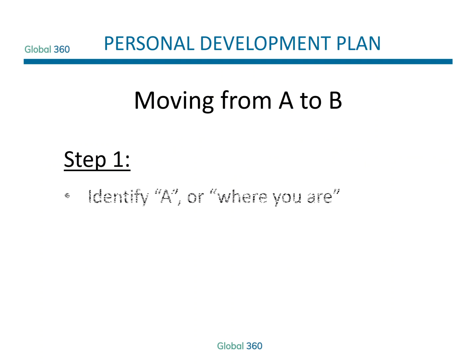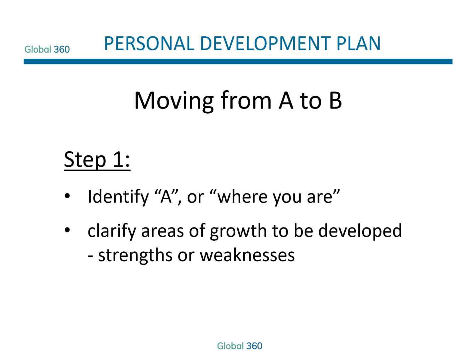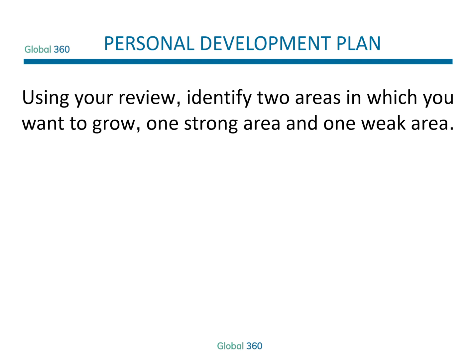The first step is to help them identify A, or where you are. Ask them to consider what areas identified through their 360 feedback they want to grow in. Here you want to clarify areas of growth to be developed. These will include both areas of strength as well as areas of weakness. Ask them to look over their review and prayerfully identify 2 areas in which they want to grow. It's very difficult to focus on developing more than 2 or 3 specific areas. And I suggest you help them select 1 strong area to develop further and 1 weak area to grow in.